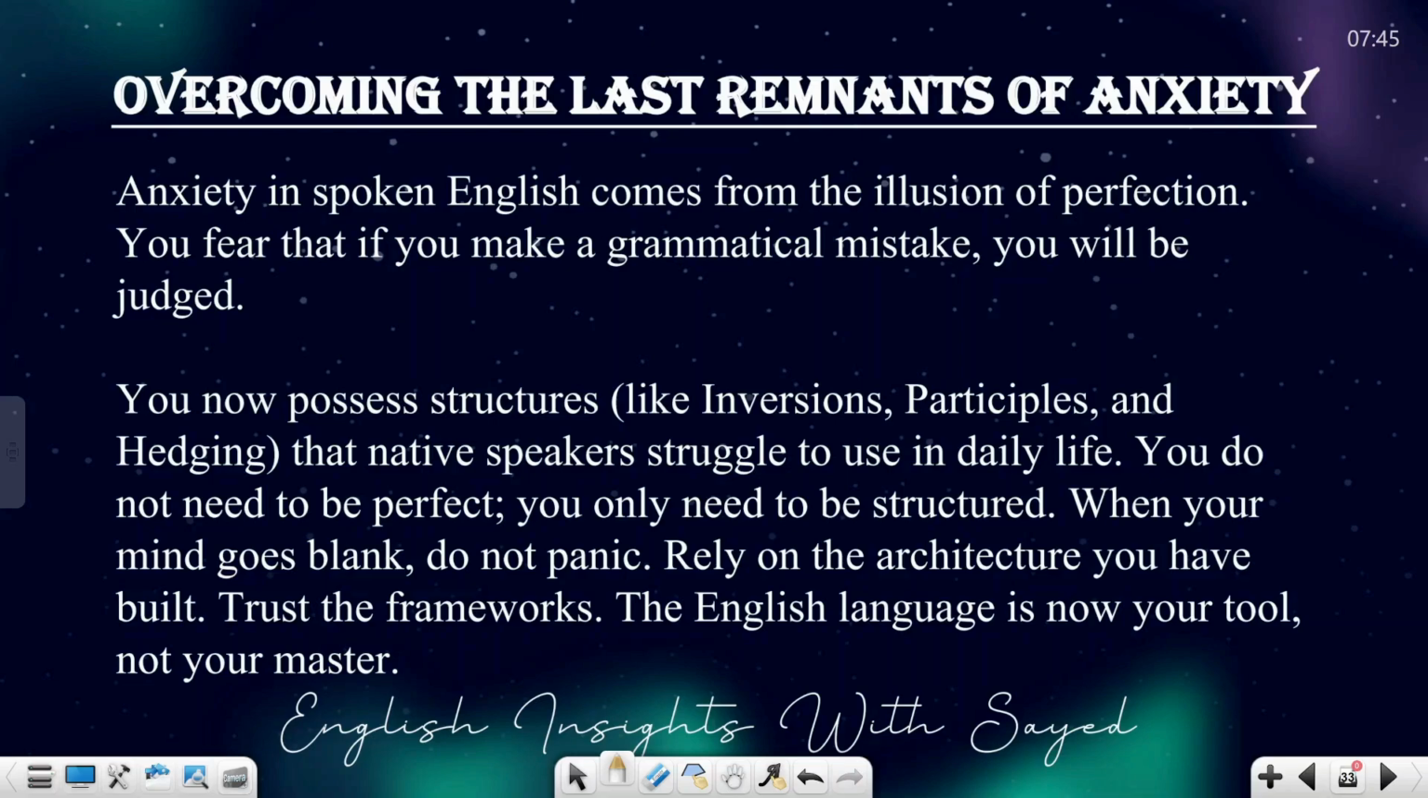That native speakers struggle to use in daily life. You do not need to be perfect. Trust me, you do not need to be perfect. Just keep your airflow moving. You just need to practice speaking in English. You only need to be structured.